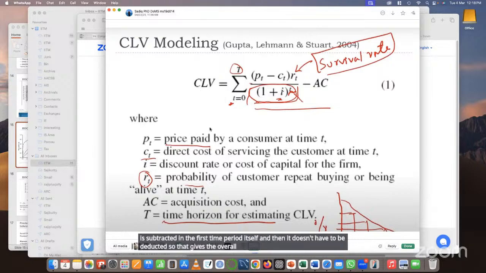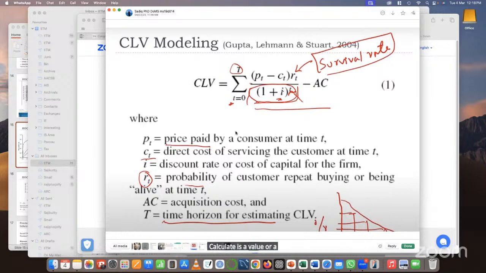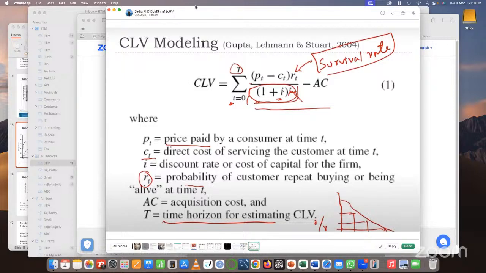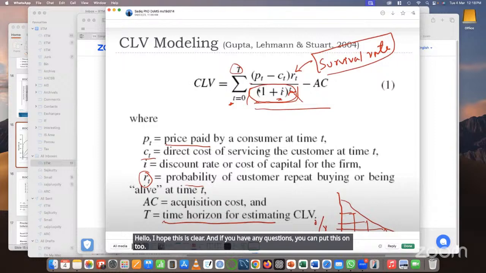Okay, so ultimately what you calculate is a value or a contribution of the customer projected to the future. You want to know, based on the historical data of the customer, how much the customer will contribute in future to the business. That's what it is trying to measure. Hello, I hope this is clear. And if you have any questions, you can put them in the chat box. Any other questions?